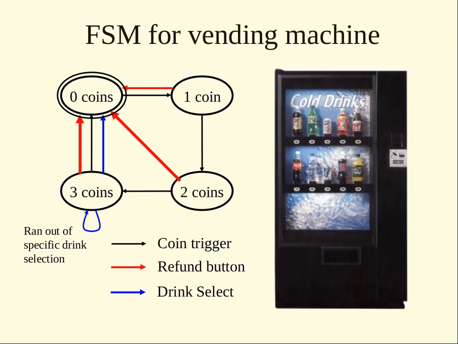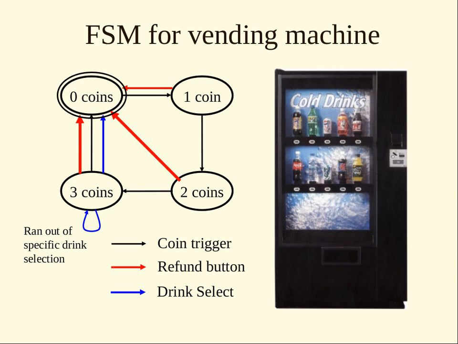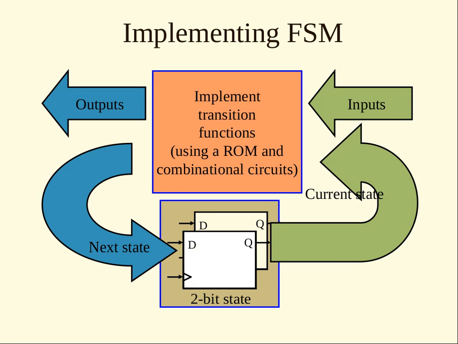Fair point. And if they ran out of a specific drink, we just go back to 3 coins and wait for them to make another selection. We can make a great graph exactly like that. We'll see how we're pulling it all together. I know, but I didn't like that class. Yeah, I don't like this part. It's a graph. You like graphs, right? Eh. All right. Pictures are nice.